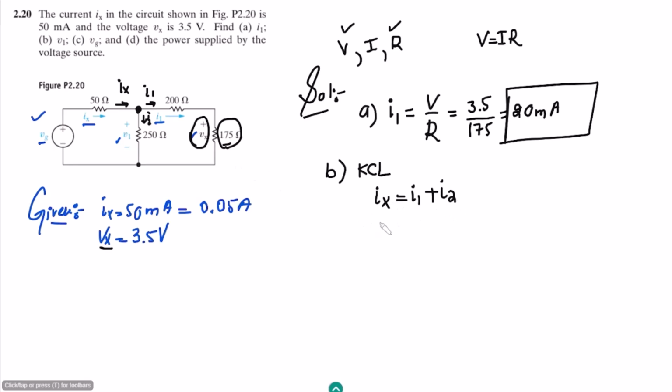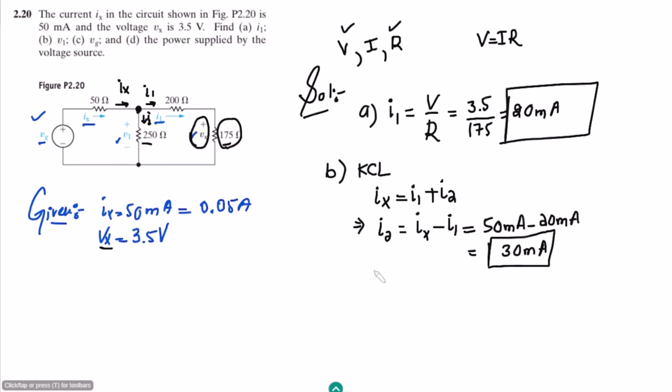Or from it, the value of I2, which is flowing through this branch, through this 250 ohm resistor, is I2 equal to Ix minus I1. The value of Ix is known, that is 50 milliamps, and the value of I1 is also known. So let me put them here. The value of Ix is 50 milliamps, and the value of I1 is 20 milliamps. From it I can get 30 milliamps.